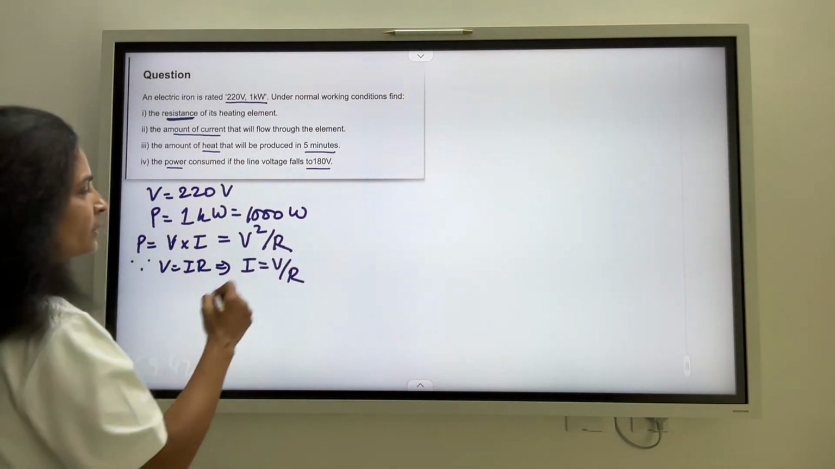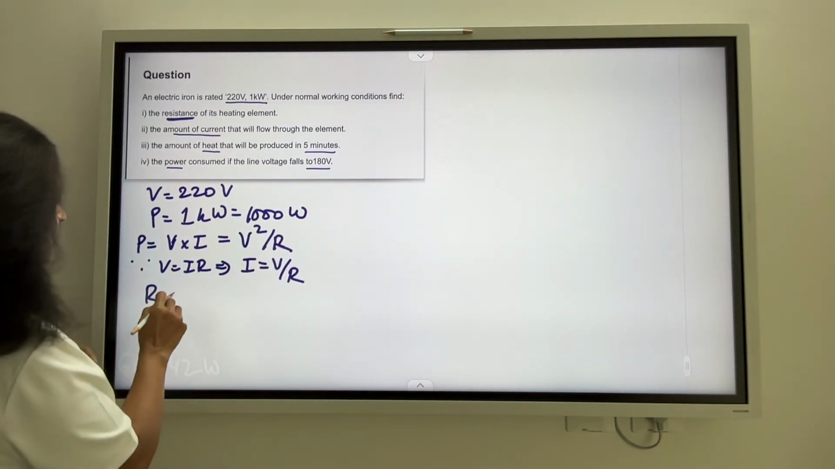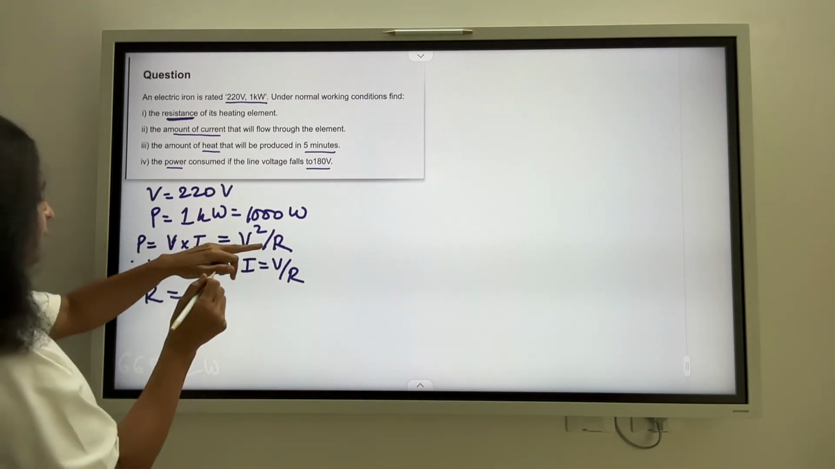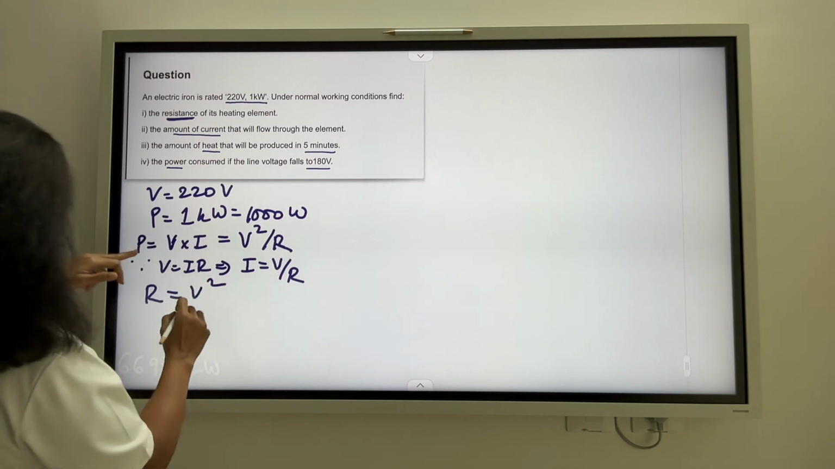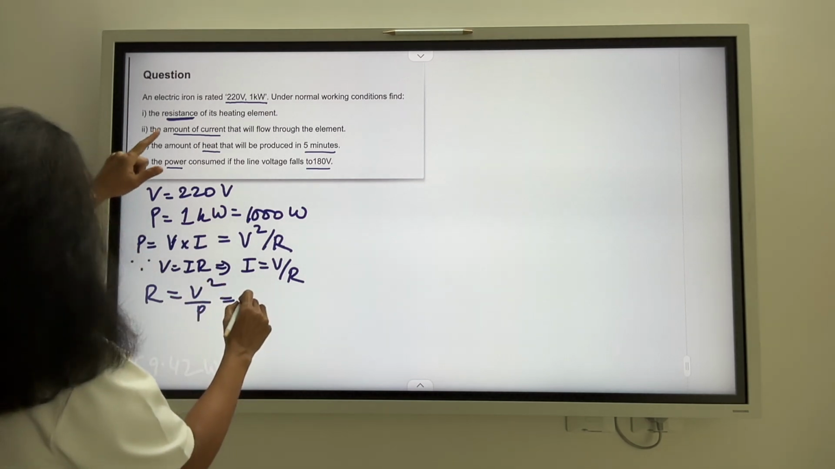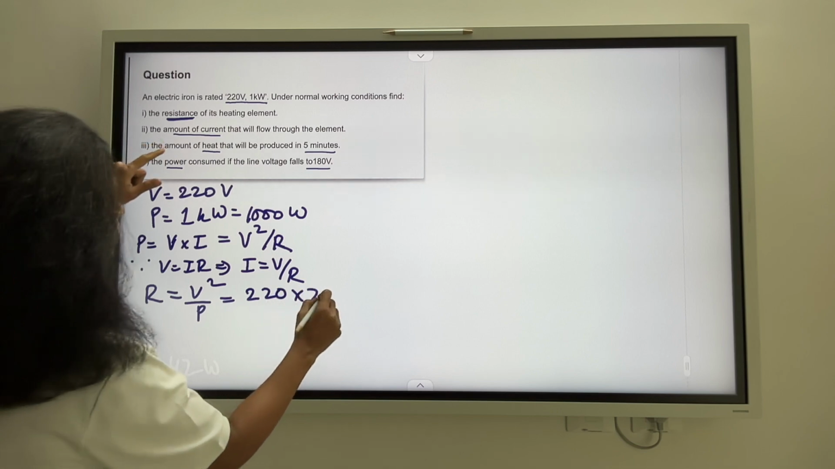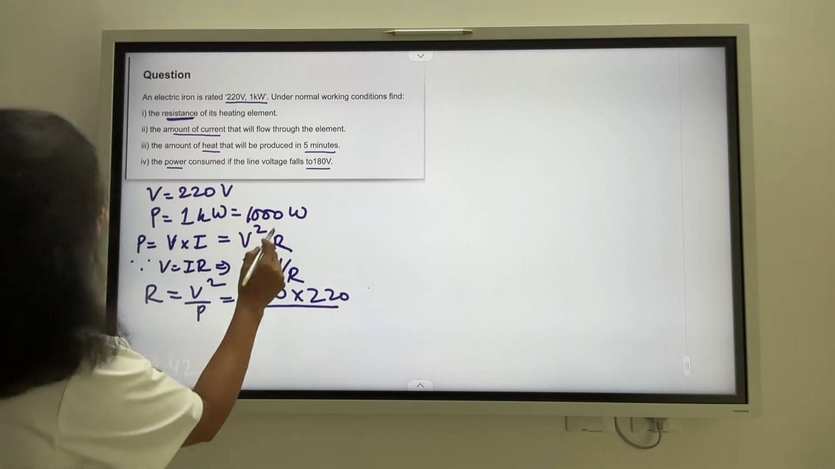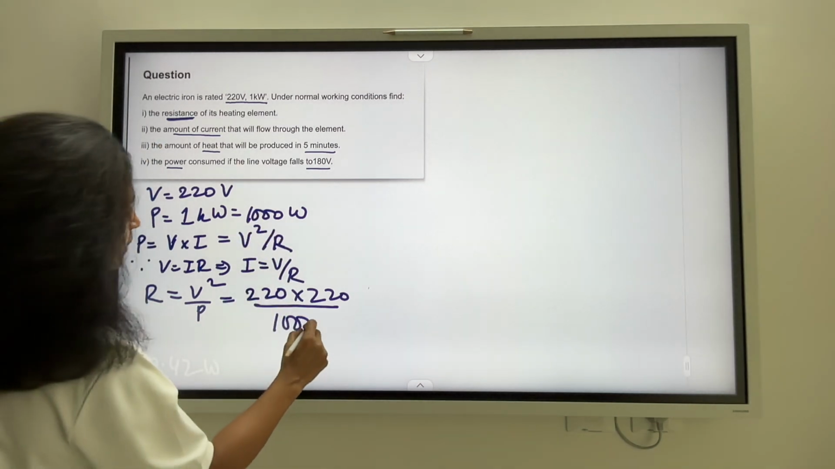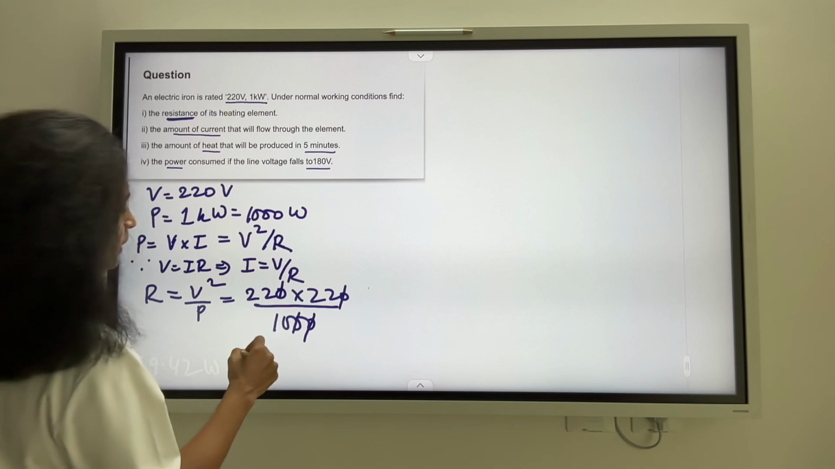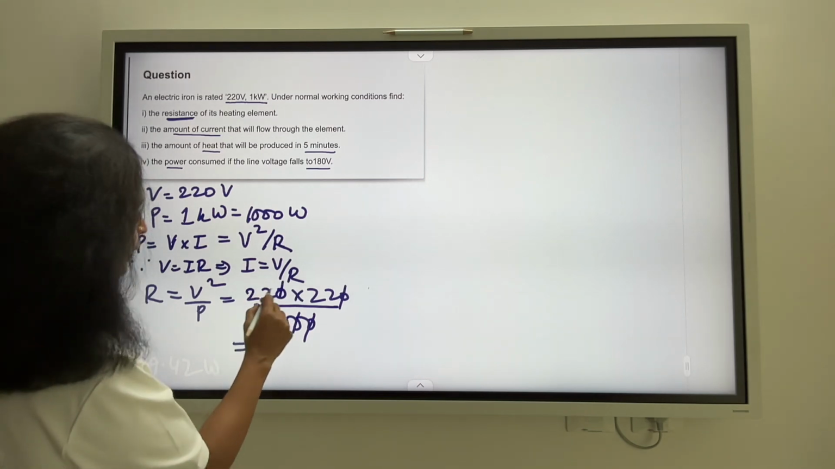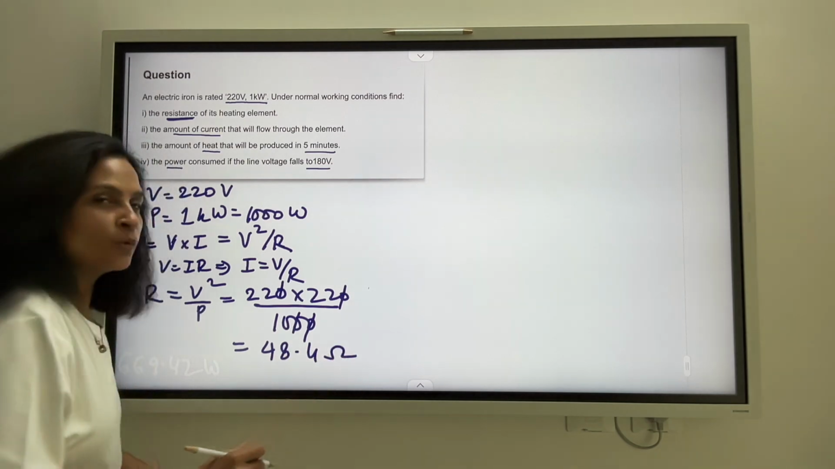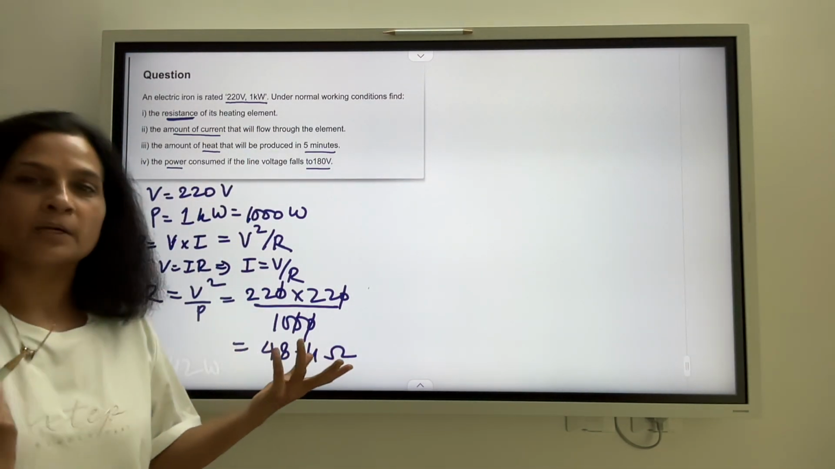अब मुझे आराम से मेरा R मिलने वाला है. So for finding out my R, I'll get V square by power. V square is how much? 220 volt into 220 volt by power. Power अभी हमने निकाला 1000 watt. So ये गया. What do I have? So 22 into 22, 484 by 10 is 48.4 ohm. So पहला part हो गया.